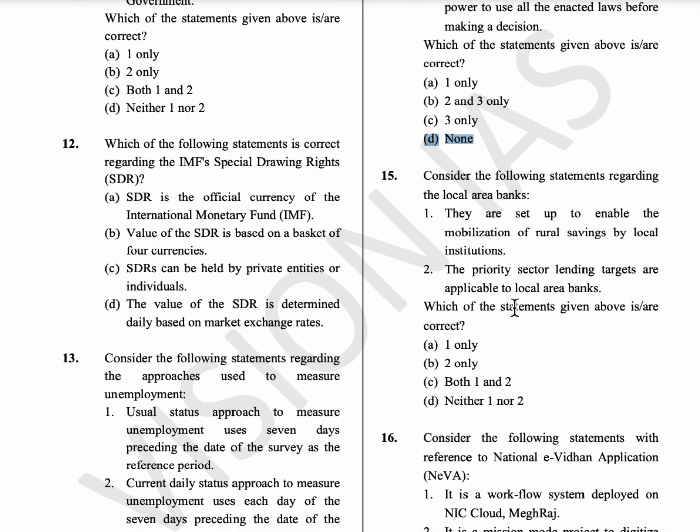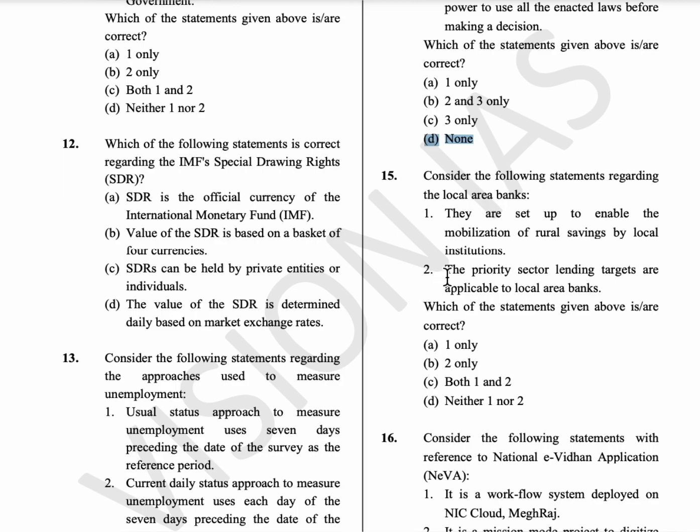So these local area banks are the small private banks. So coming to the first statement, they are set up to enable the mobilization of rural savings by local institutions. So first statement is correct.